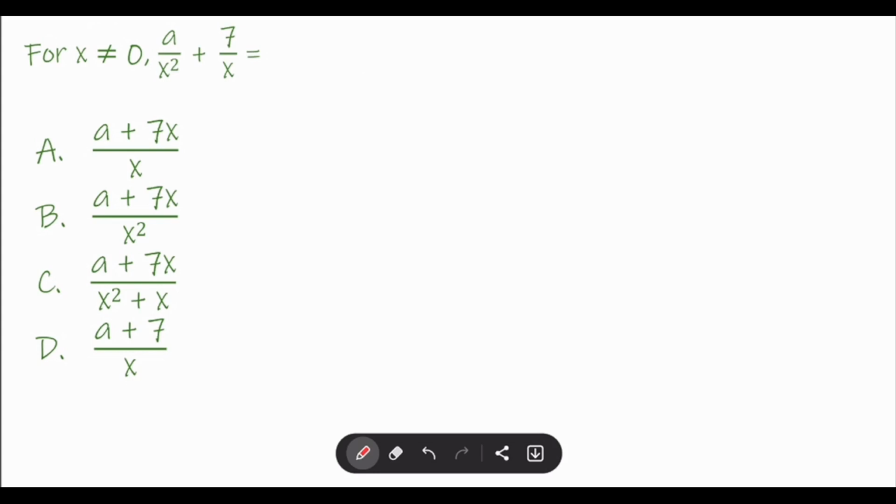Okay, so let us try to solve this math problem. This math problem is taken from an SAT reviewer, and I'm going to teach you how to solve this.